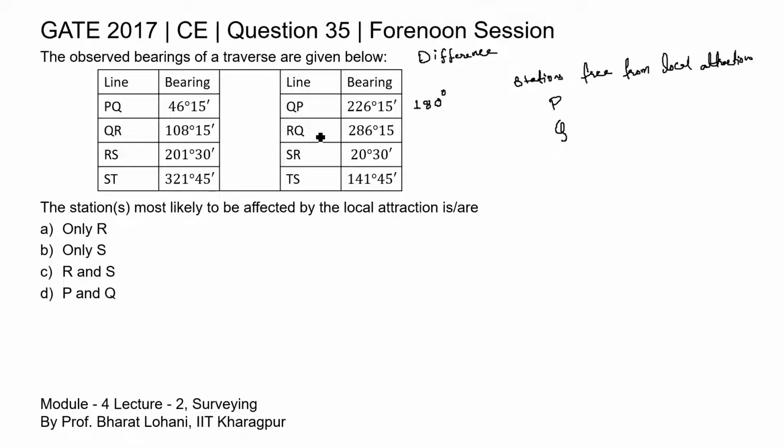So again, just find the difference between the forebearing and back bearing for line QR. Here the difference we get is 178 degrees. So we are observing this does not differ by 180 degrees, so there will be a possibility of local attraction. Since Q is free from local attraction, station R will be affected from local attraction.